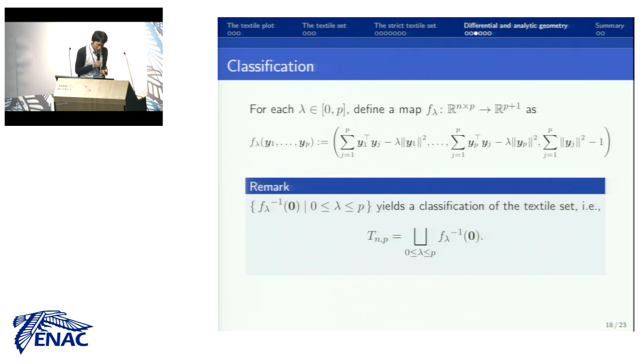And so if we define a subset, if we define the function f lambda by the right hand side, then by definition f lambda inverse 0 yields a classification of the textile set. So the textile set T and P is a disjoint union of these sets.